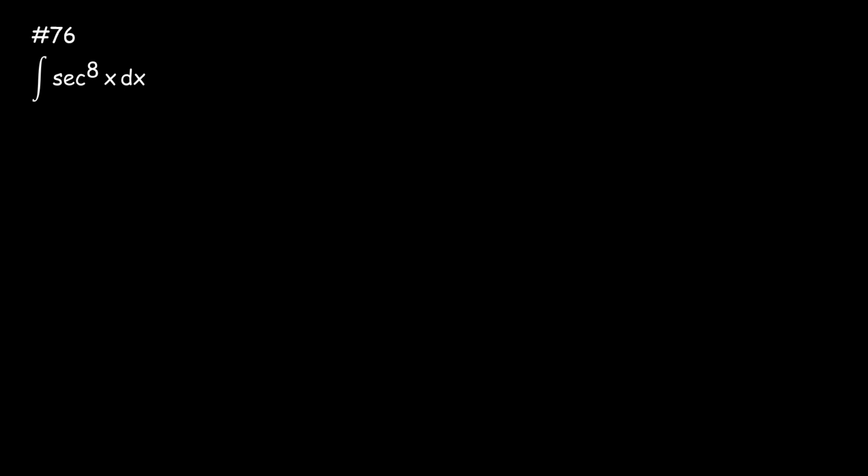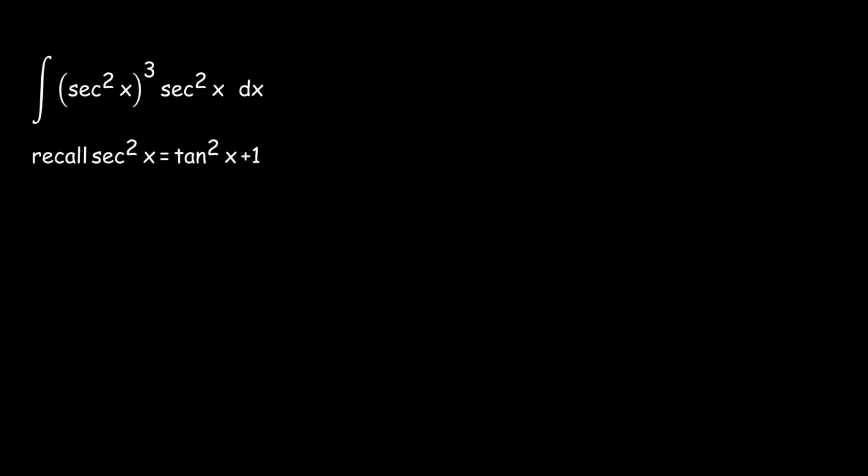So for this, we would have to know that sec square x is important. So we separate this into sec square x and sec to the power 6x. Now, where am I going to with this? Sec square x is the same as tan square x plus 1, don't forget that. So we can rewrite this function as sec square x all cubed times sec square x. Okay, stay with me. Now, recall that sec square x is tan square x plus 1.